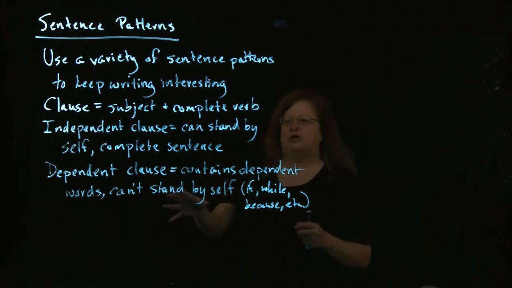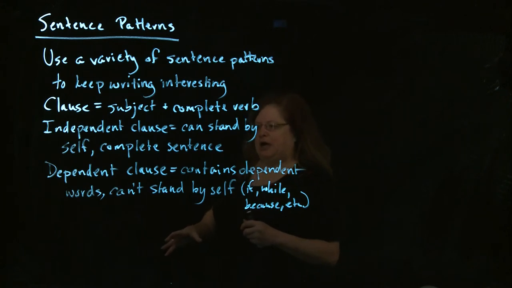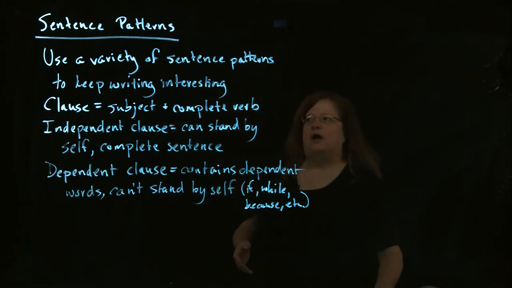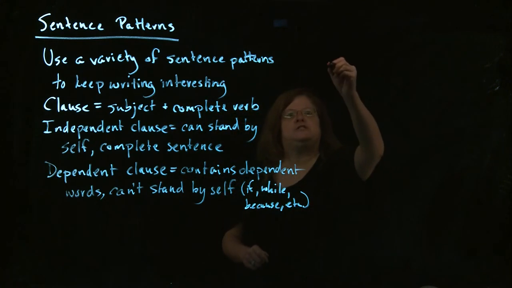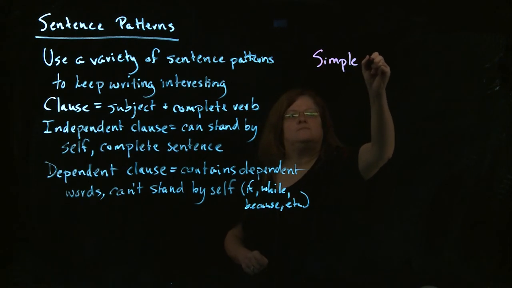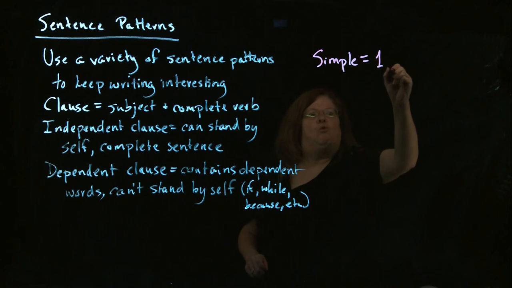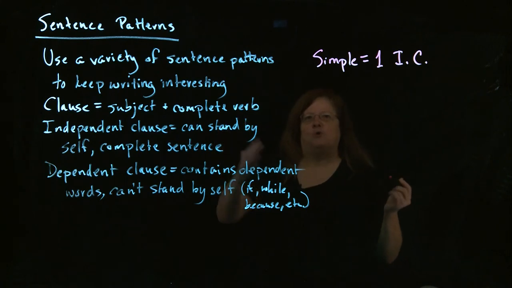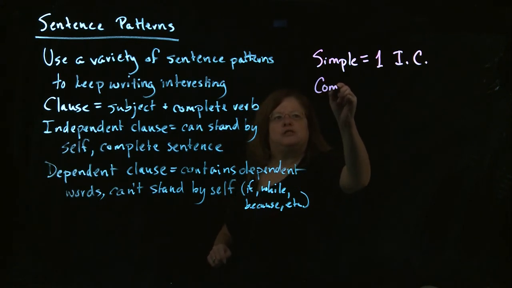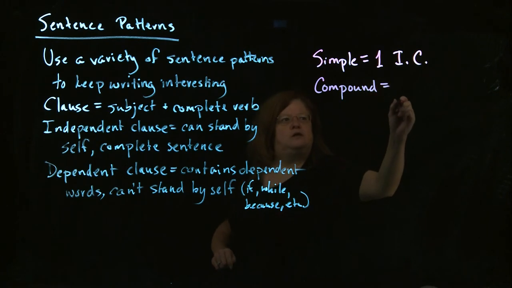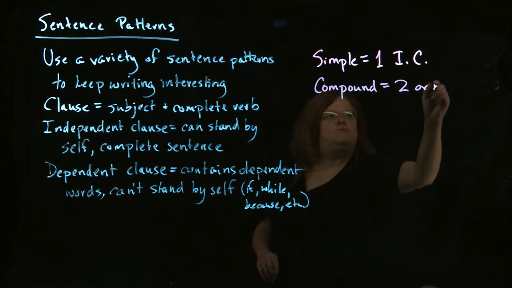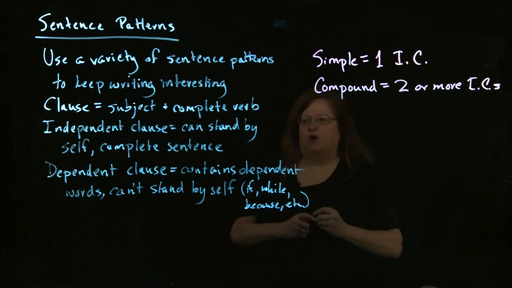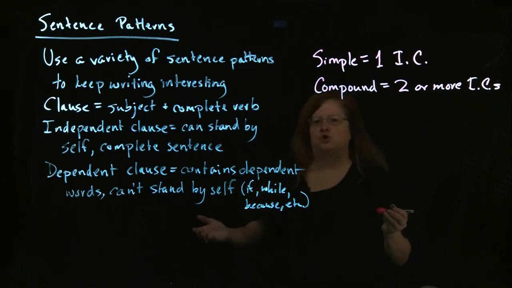Now, when we're looking at sentence patterns, we are looking at the formulas that go into a sentence. So we have the simple sentence. That's going to be simply one independent clause. That's it. So the simple sentence, that's the short one. We have the compound sentence. That's going to be two or more independent clauses.